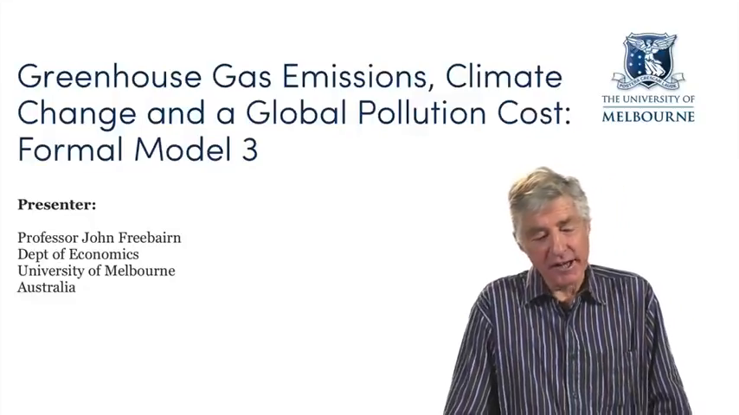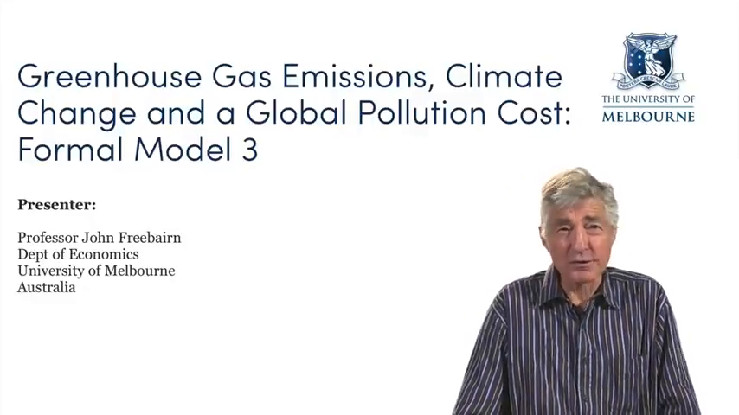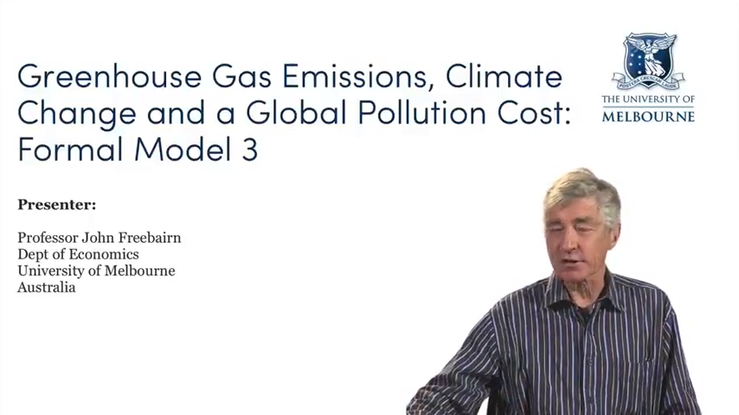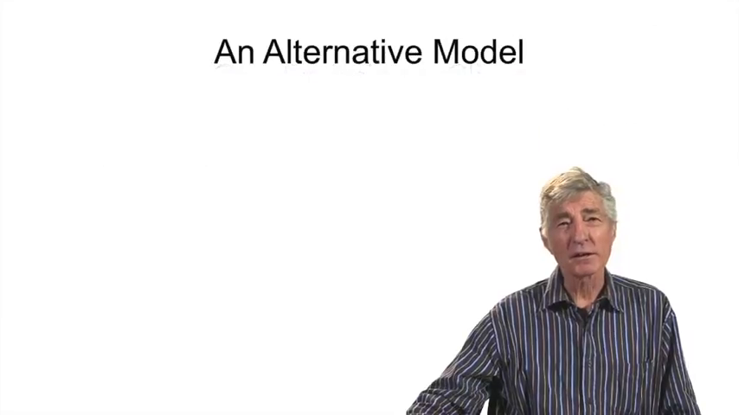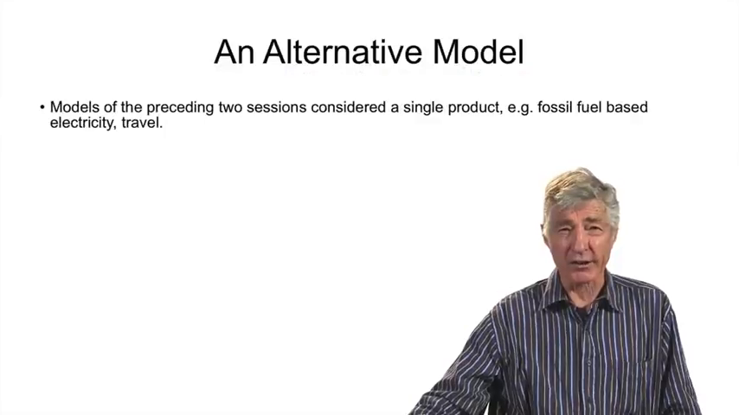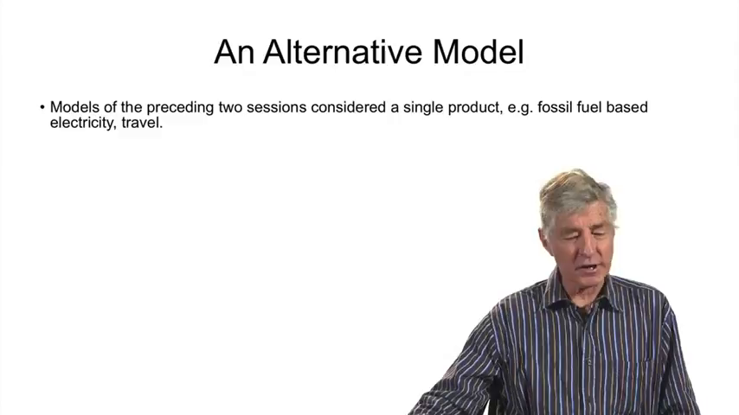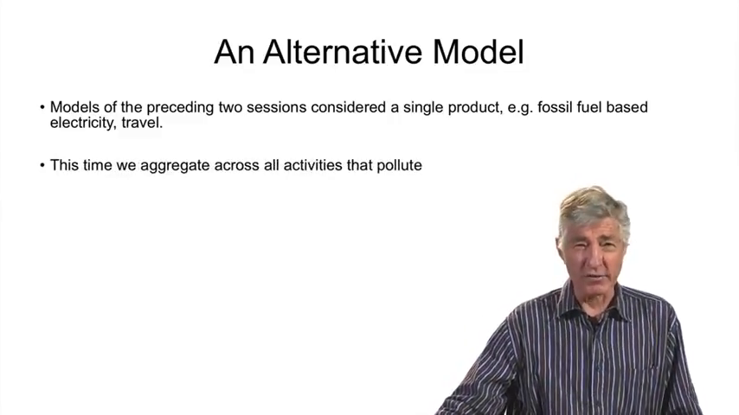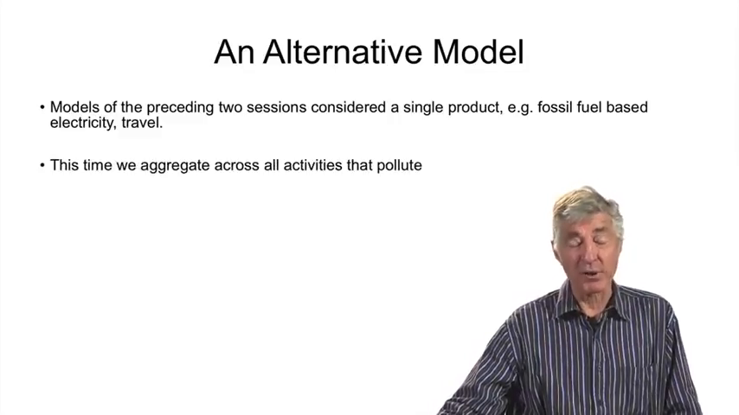Hi, so we're again talking about formal models used by economists to model greenhouse gas emissions. In the previous models, we talked about individual products, so we talked about electricity or aluminium or transport. What we want to do today is aggregate across all activities that pollute. So we want to add up the pollution by the fossil fuel-based electricity, the travel, the ruminant animals, and so on.